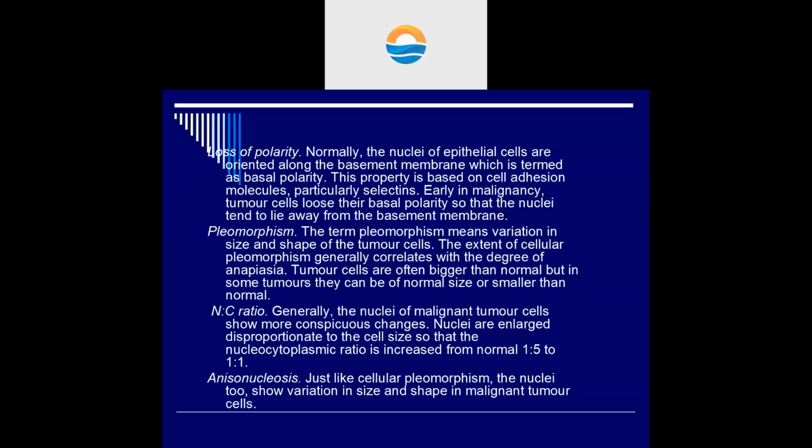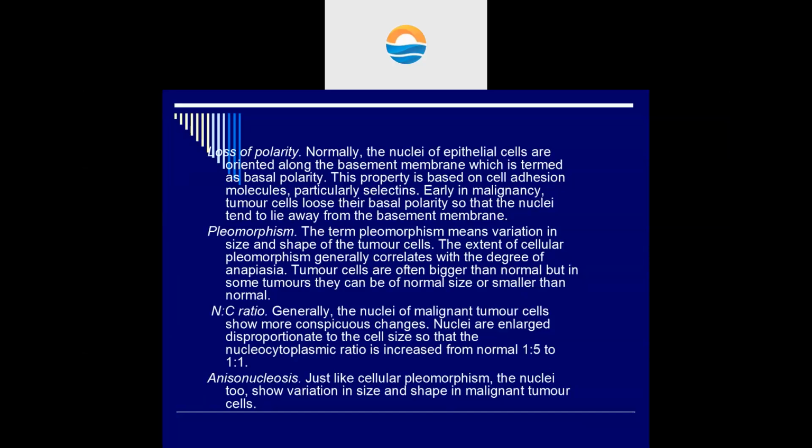The other feature of the tumor: pleomorphism. Tumor pleomorphism means variation in size and shape of the tumor cells. The extent of cellular pleomorphism generally correlates with the degree of anaplasia. Tumor cells are often bigger than normal, but in some tumors they can be of normal size or even smaller than normal. Also pay attention to the nuclear to cytoplasm ratio.